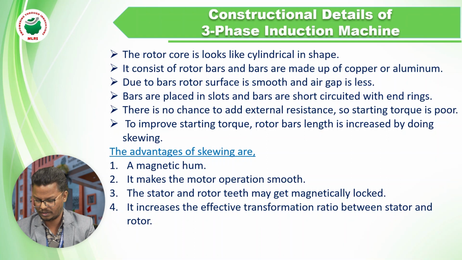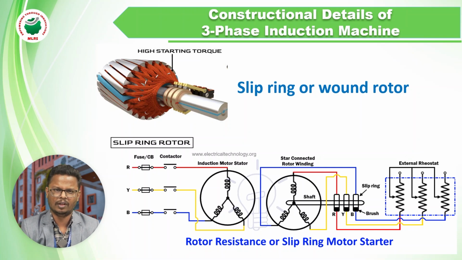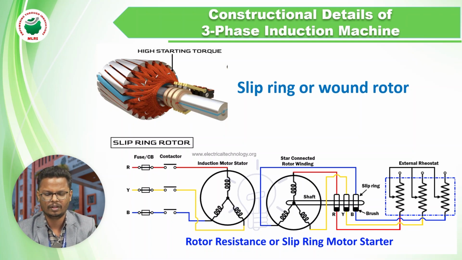And the next one is the slip ring induction motor. Here we are not using any bars. On the rotor we use a winding. So whatever changes are done on the stator should be changed manually on the rotor. It is not automatically induced.